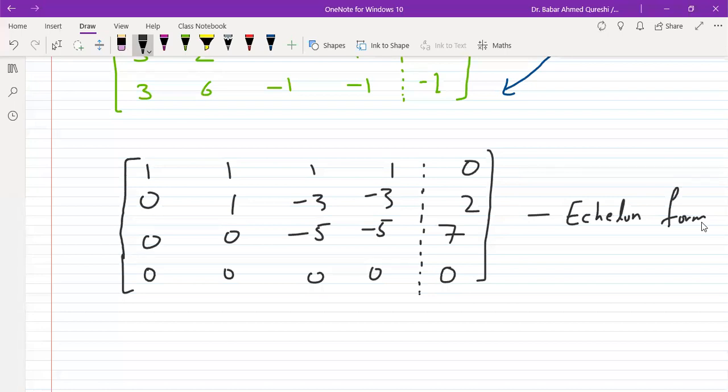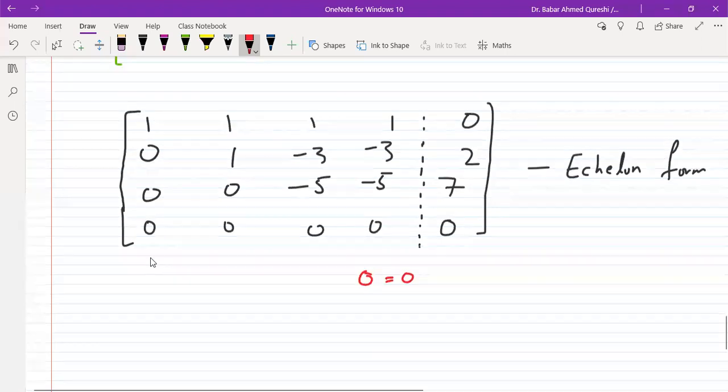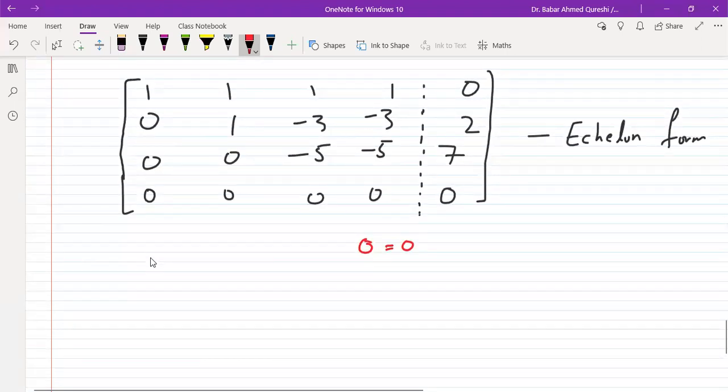This time the system is consistent because if you have a completely 0 row, all it's saying is that 0 is equal to 0, which is fine. But it also means that you have 3 lead variables and 1 free variable. You will have an infinite number of solutions.